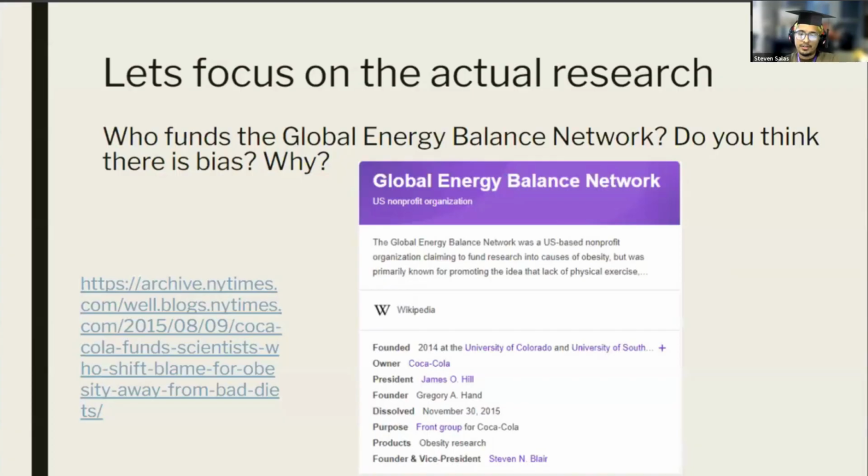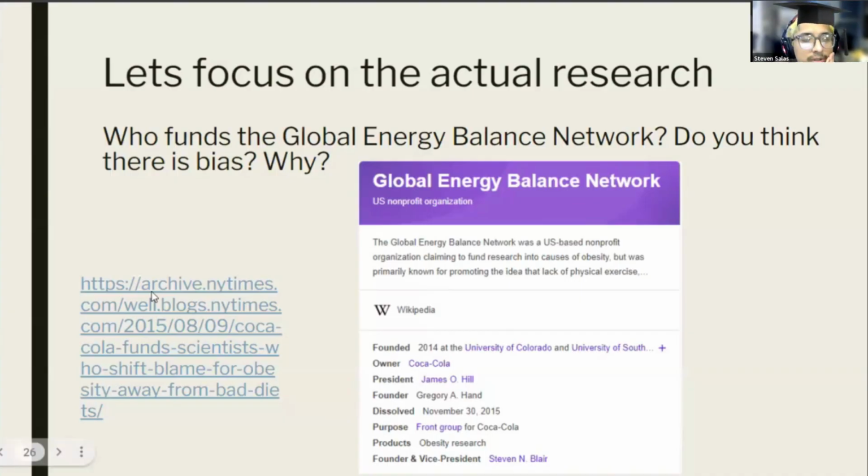You can see the screenshot, Wikipedia, and I think that was from like the homepage of Google. Coca-Cola funds them. Of course, they're going to want to blame it on the lack of exercise. Because if anybody finds out that poor nutrition and sugary sodas is the reason why there's a lot more obesity in the United States, then that's really going to mess up their profit margins.